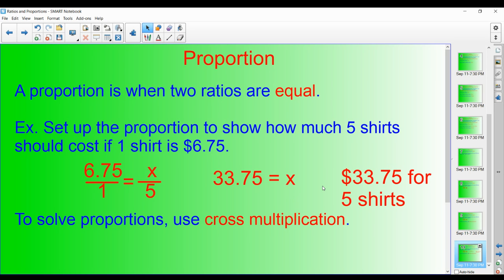Now I need to interpret this, and it says that 5 shirts cost $33.75, which is a pretty good deal for shirts. So this is how we use ratios and proportions to determine what the cost of buying in bulk is.